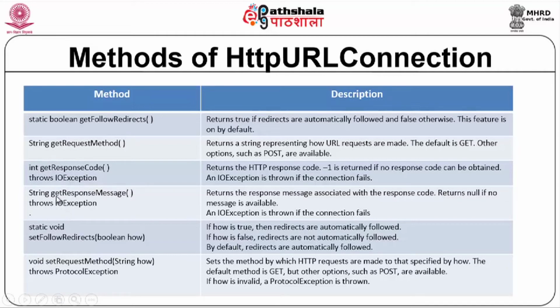And there is a method called getResponseMessage. This is associated with the response code. For every URL connection you make, there would be a response, whether it is a success or a failure or an error has happened, with some positive integer associated. Normally you can see a 103 error, or a 101 found error. The same way you will have a response code, and there is a message associated with the response code. That message can be obtained if you use a method called getResponseMessage.